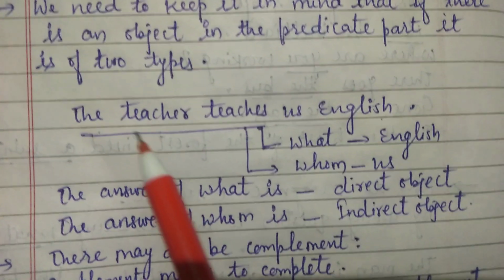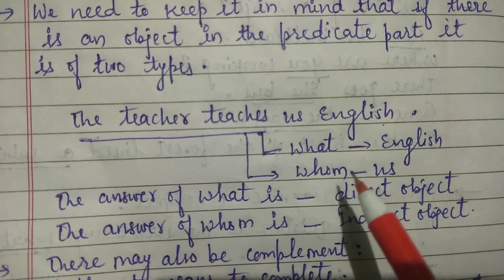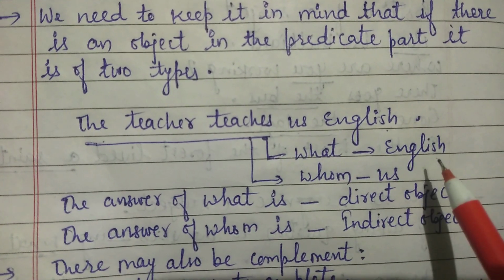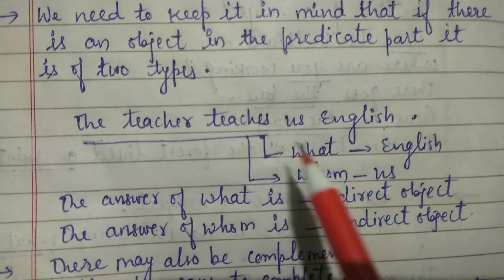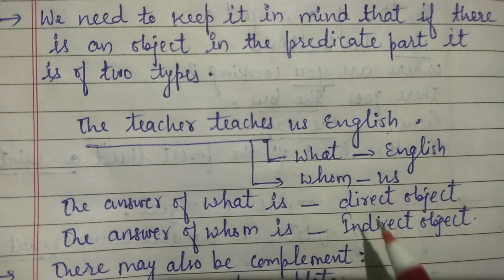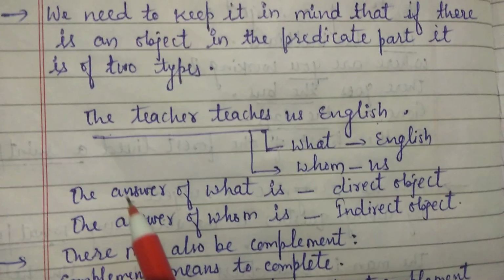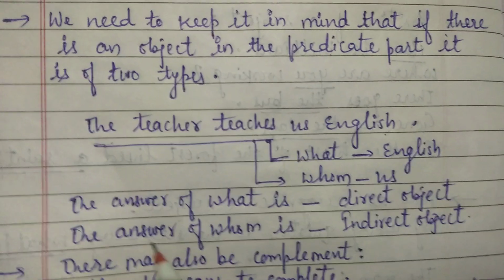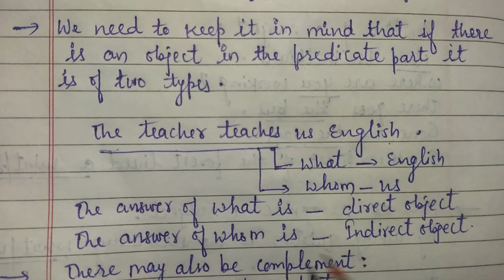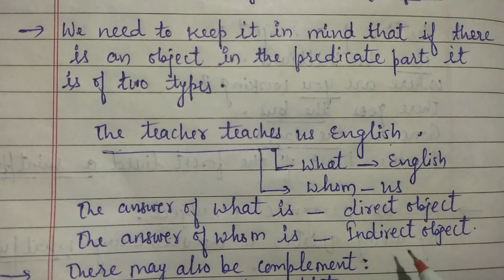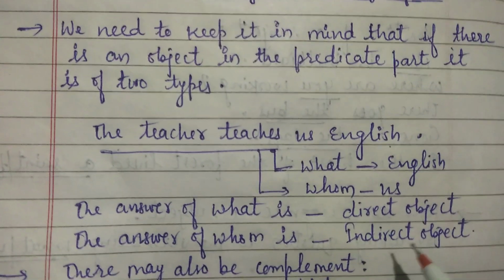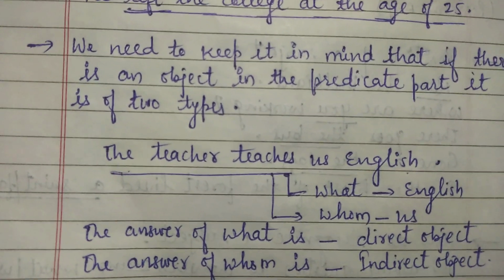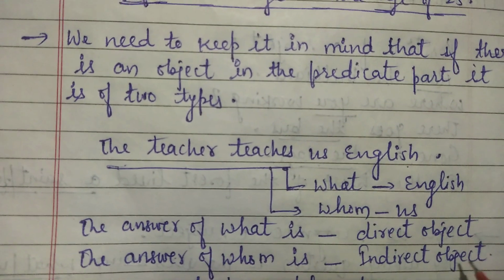Let us do that. The teacher teaches what? English. And the teacher teaches English to whom? Us. So the answer of what in a given sentence is always a direct object, and the answer of whom in a sentence is an indirect object. We can also remember by knowing that a direct object is used for non-living things, and an indirect object is used for living beings.